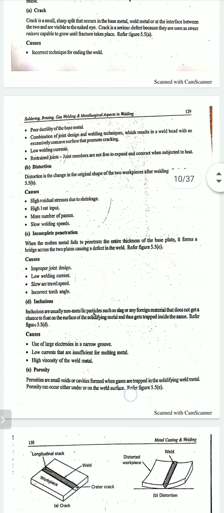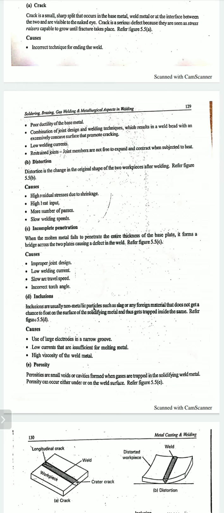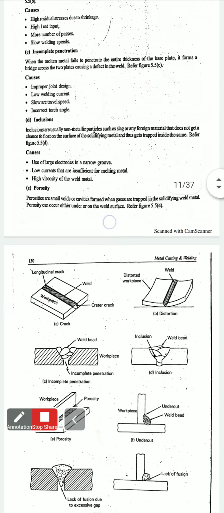Now, next we will see incomplete penetration. Incomplete penetration is one of the most severe defects in the welding processes. Penetration means what? Say for example, now you can see in this diagram.